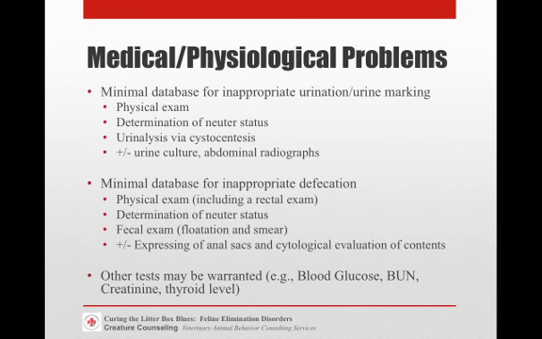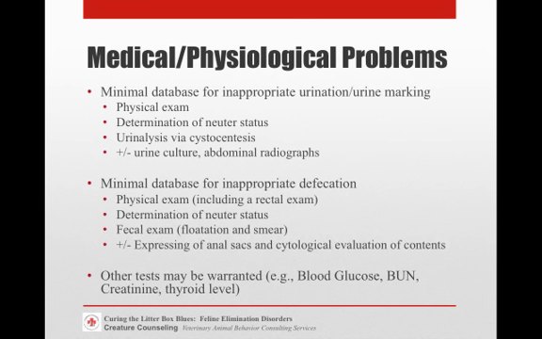We have to be able to determine the neuter status. As we know, if you have an unneutered dog or cat, their likelihood of marking or something like that is much greater. So we have to do that. And then doing the urinalysis via cystocentesis. Does everybody know what that is? That's where you take a needle into the bladder and you're able to draw the urine out sterilely.